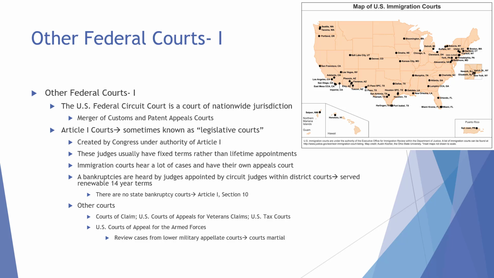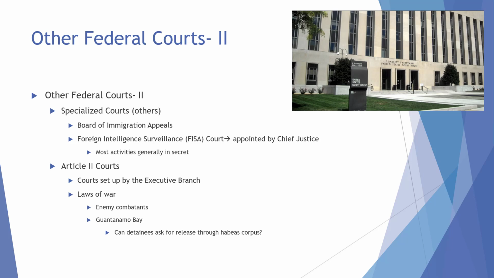Where do we have immigration courts? You can see we have some in Buffalo, and we have a lot near the border. So other federal courts here, we have specialized courts, the Board of Immigration Appeals, the BIA, which can eventually go into the federal system. The FISA court, appointed by the Chief Justice, mostly activities in secret. Those are some things you might want to look into on your own.